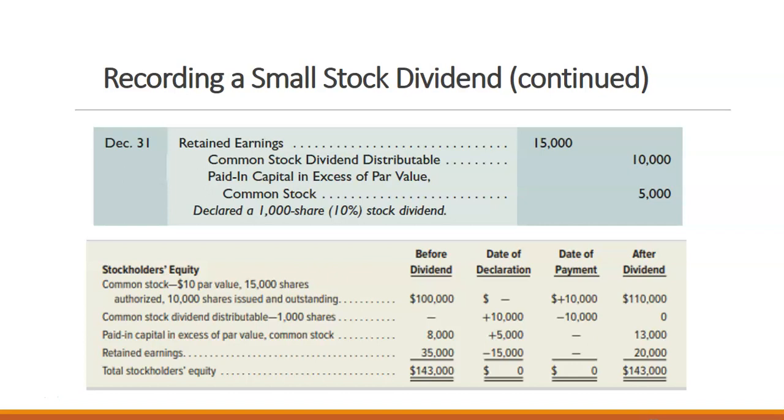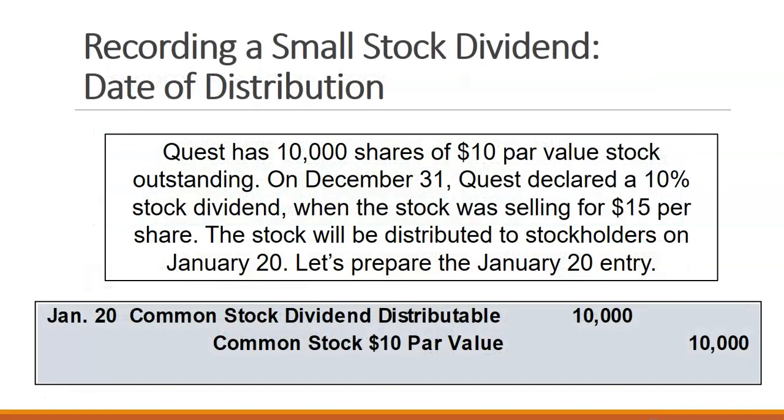Now you see that after our dividend, we have $15,000 less in retained earnings. We have $13,000 in paid in capital in excess of par value, and we now have a common stock account of $110,000, which is a 10% increase. So our record on the date of distribution would be to move that from common stock dividend distributable to the common stock account.